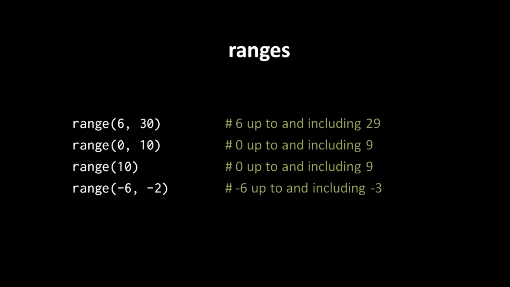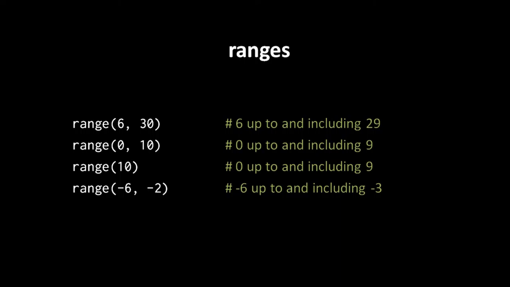Another sequence type we haven't yet discussed is called a range. A range is an immutable sequence of number values, but what makes a range differ from, say, a tuple that happens to consist of just number values is that a range doesn't actually store necessarily all of its values in memory. What does that mean?